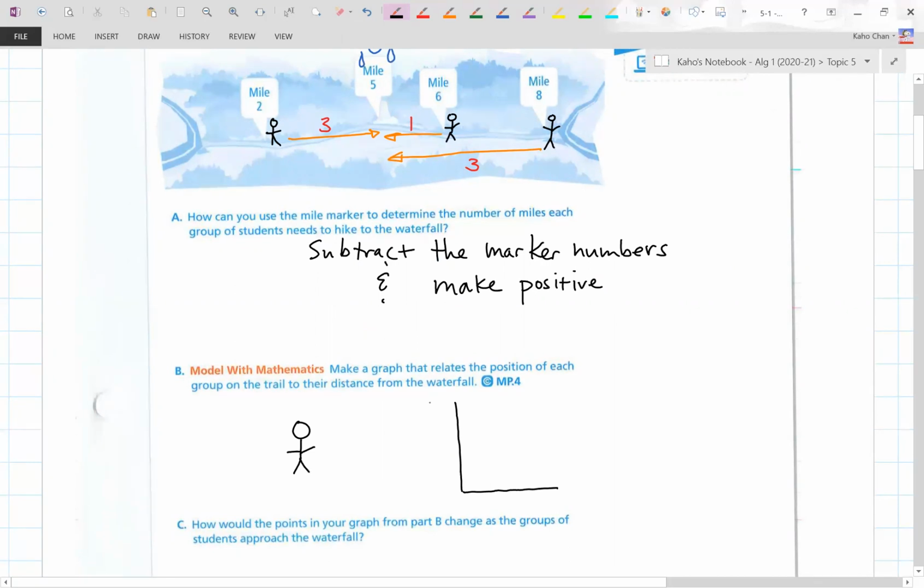So distance we'll use on the vertical axis, and it's going to be relative to mile marker number 5. And the horizontal axis we'll refer to as the marker number. And we have marker numbers from 2, 5, 6, and 8. So let's put that down. 6, 7, 8.